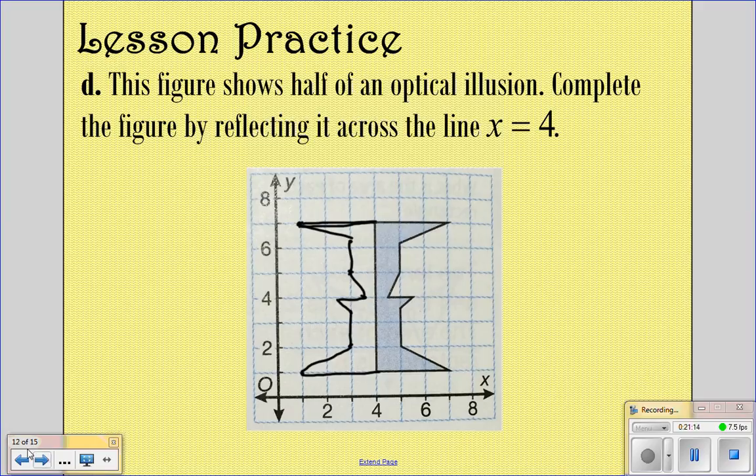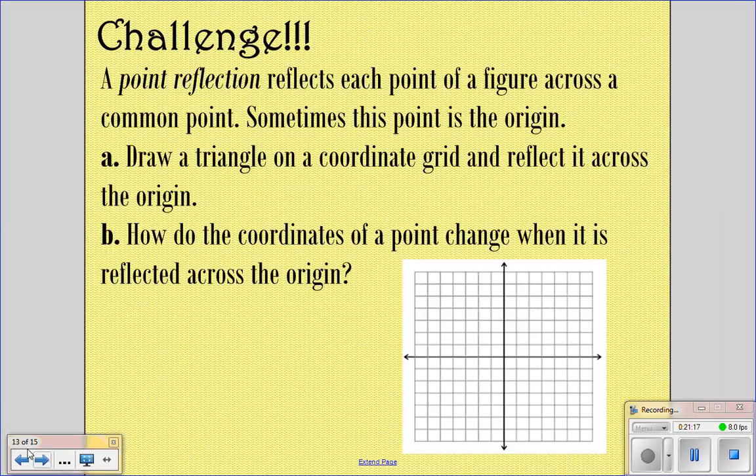Looking at the challenge question, we have a point reflection. It reflects each point of a figure across a common point, and sometimes this point is the origin. So we want to draw a triangle on a coordinate grid and reflect it across the origin. And then how do the coordinates of a point change when it's reflected across the origin? So I'm going to pick a triangle that is a right triangle. You can pick any kind of triangle that you want. It can go in any of the 4 quadrants. It doesn't have to be in the first one.